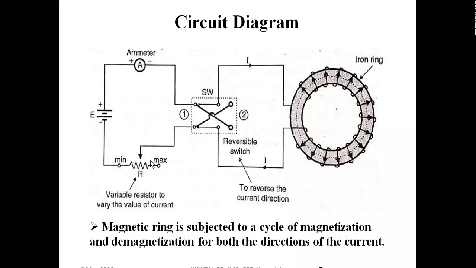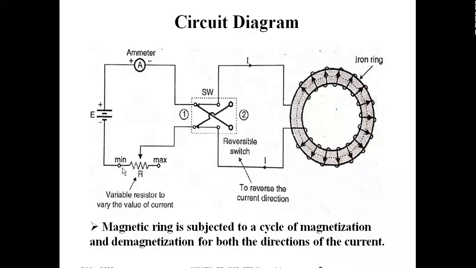And to vary this current we require a rheostat. The rheostat has two positions, one is the minimum position, another is the maximum position. When the rheostat is at the maximum position, the whole resistance is in the circuit and the current will be minimum. When we move the rheostat from right to left, the whole resistance is cut off and we get the minimum resistance position. That means the current will be maximum in the circuit of the coil wound on the iron ring.